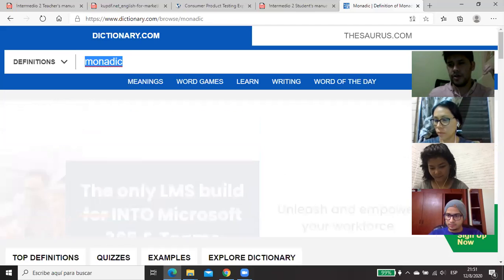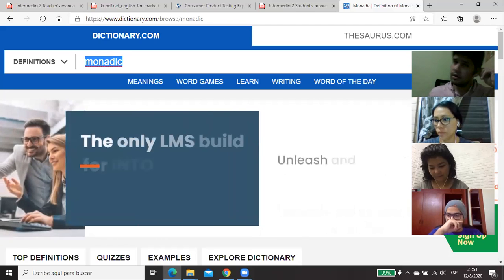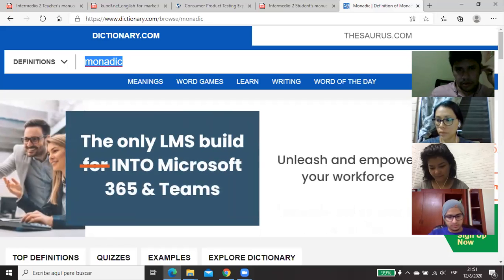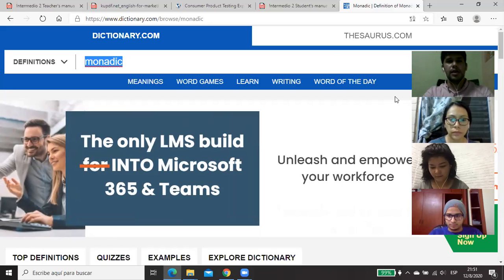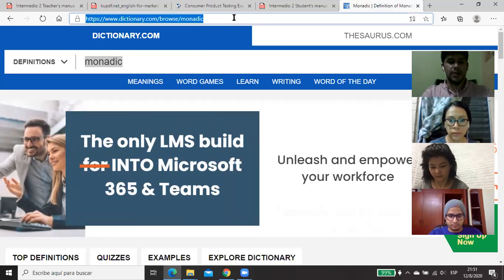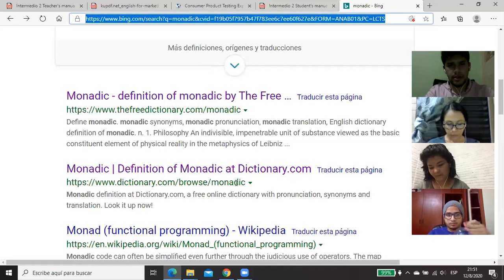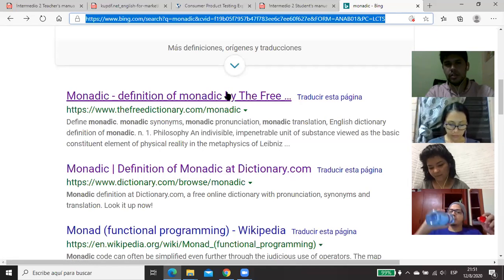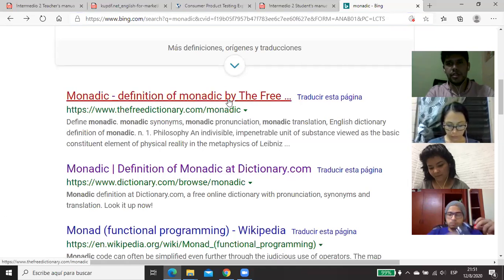Any other question about vocabulary? Teacher, you can share us the link from the dictionary. Yes, okay. I have this one here. It's called the Free Dictionary. Free Dictionary by Farflex. I think it was this one. Yeah, this one is good.